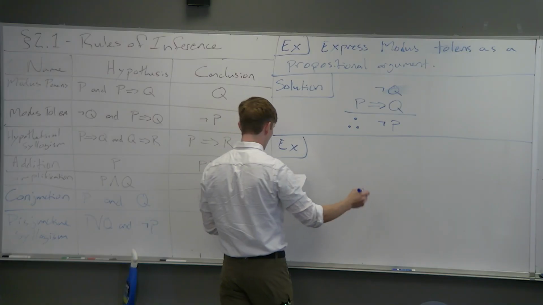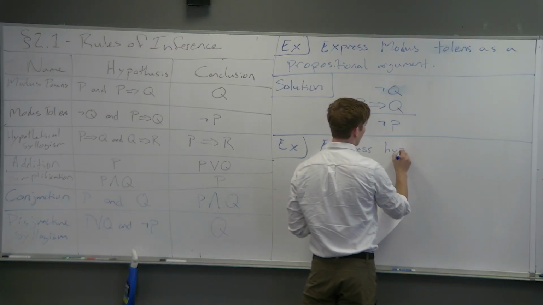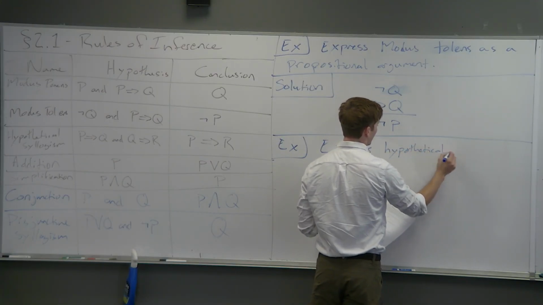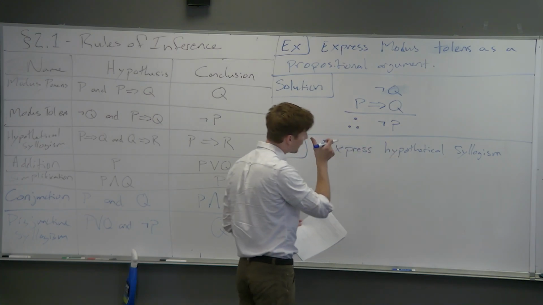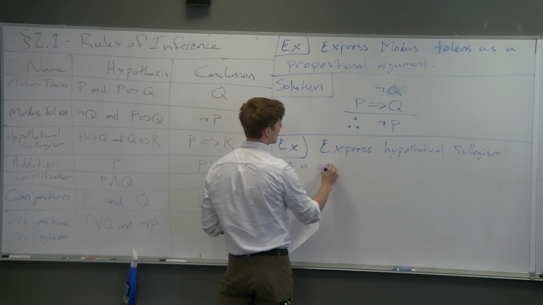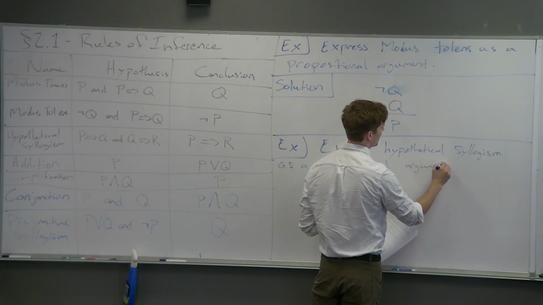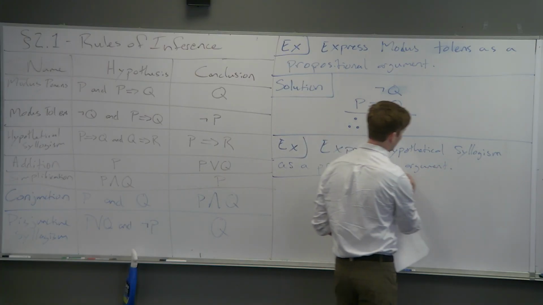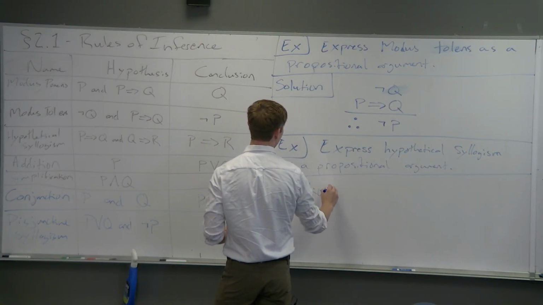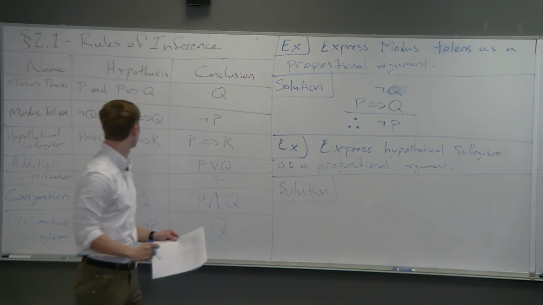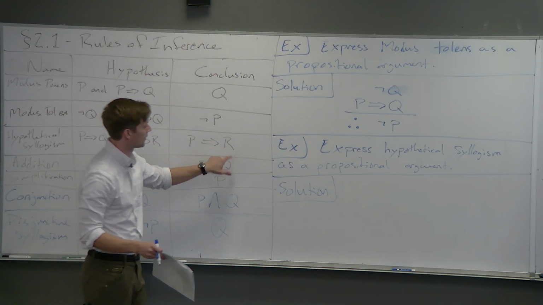So we did modus ponens, we've done tollens, express the rule of hypothetical syllogism as a propositional argument. Okay, give it a shot, see if you get it. I swear it is as easy as you are expecting it to be. P implies Q and Q implies R tells you P implies R.